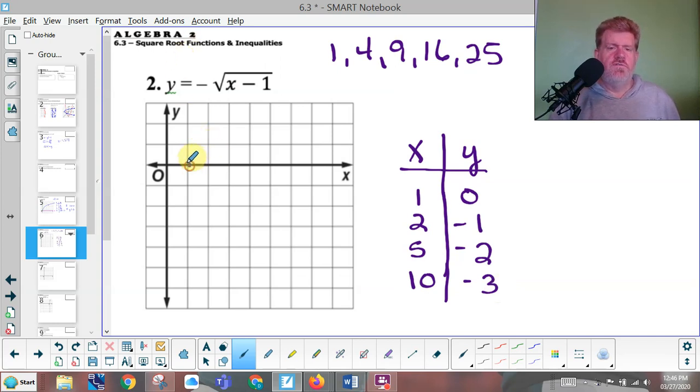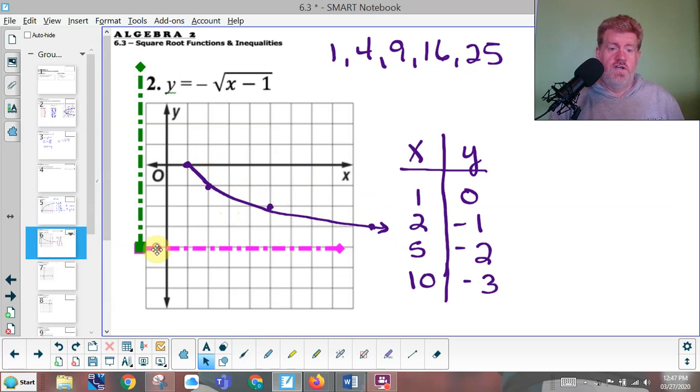So here's 1, 0. Here's 2, negative 1. You can see the shape is going down. 3, 4, 5, negative 2. 6, 7, 8, 9. Oh, it wouldn't fit, but it'd be somewhere out here. 10, negative 3. Okay. So it is just this graph. It's not a straight line. It's a curve, and it kind of goes that way forever.